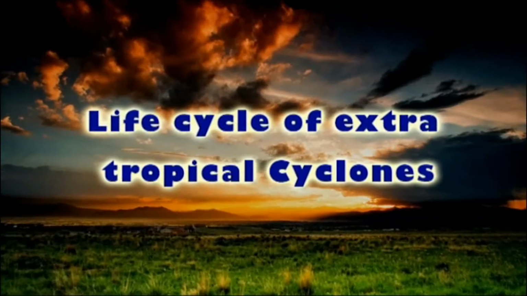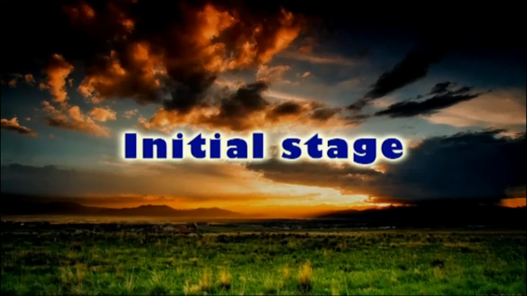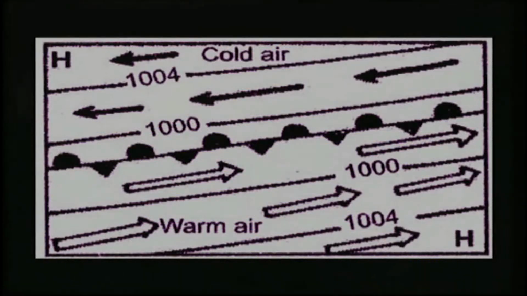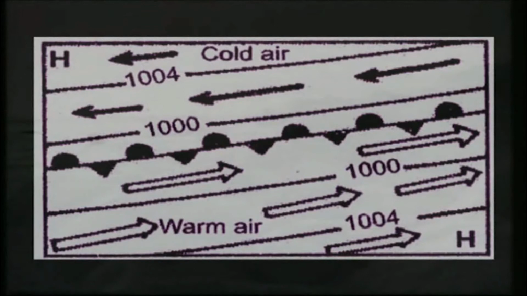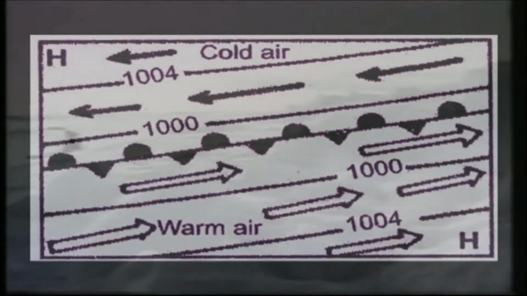Life cycle of extratropical cyclones. There are 4 stages in the extratropical cyclones in the northern hemisphere: initial stage, incipient stage, mature stage and occlusion stage. The initial stage. In the initial stage, the polar and tropical air currents blow parallel to the isobars and the front.